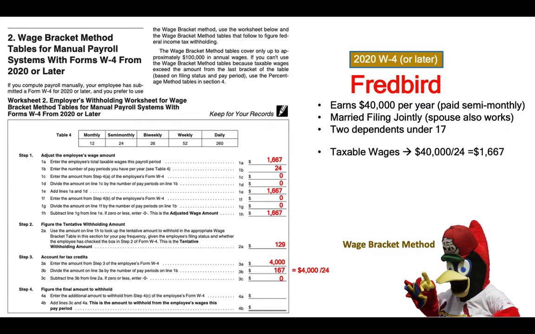Step 4, enter the additional amount to withhold from Step 4C, which we had 0 selected in Step 4 of the W-4. And so the amount to withhold is 0. Given this scenario, we would not withhold anything for Fred Bird. Now, obviously, scenarios vary. Many times you will have things to withhold, but in this illustrative example, the answer is 0.